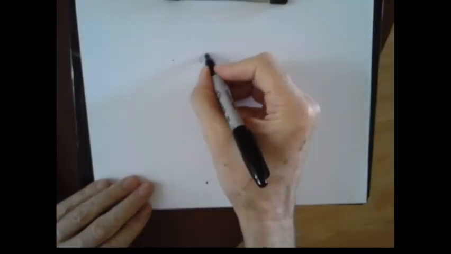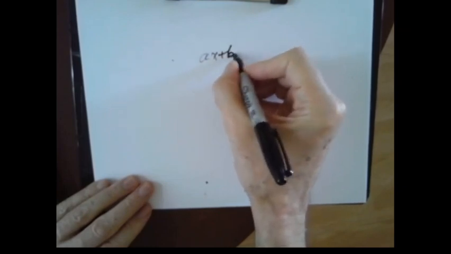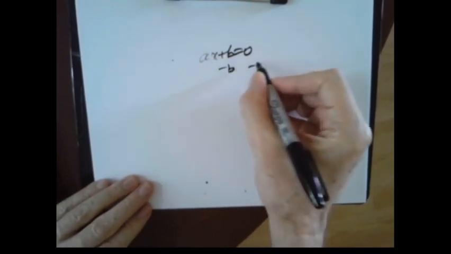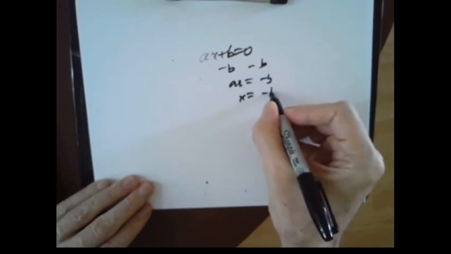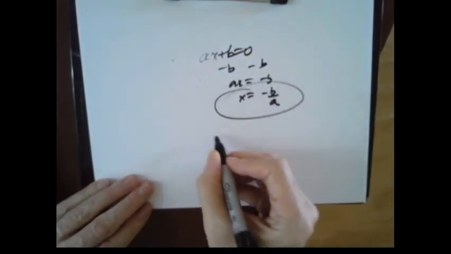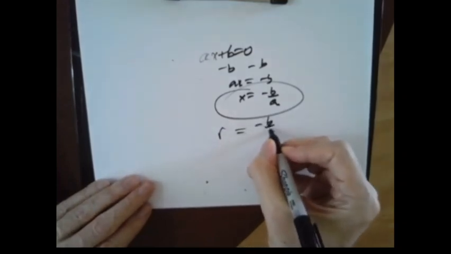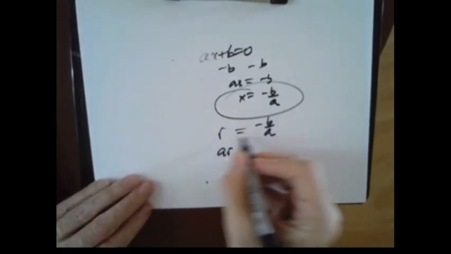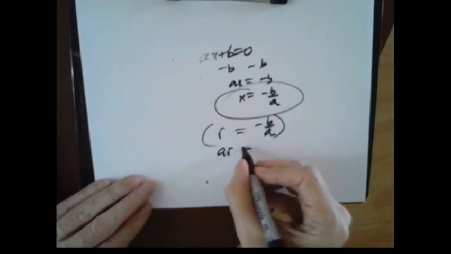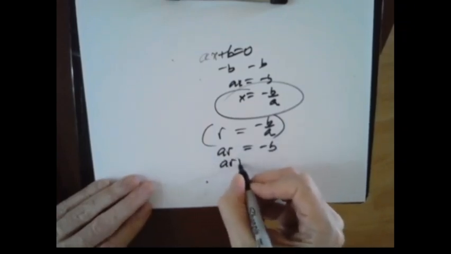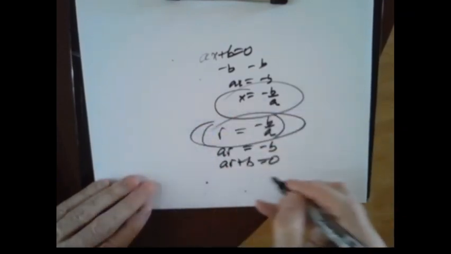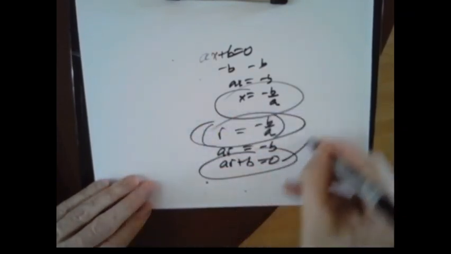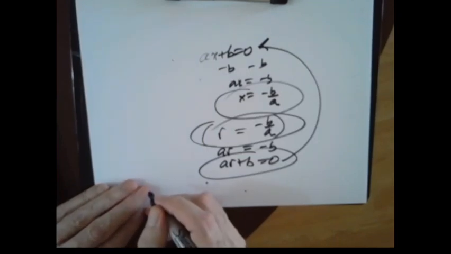But I have ax plus b equals 0. Subtract b from both sides. Ax equals minus b. X equals minus b over a. I start with the root is minus b over a. I multiply both sides by a. I get that, and I get ar plus b equals 0. I start from the root, and I get back to the polynomial.